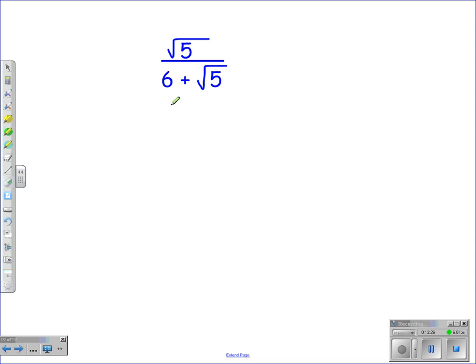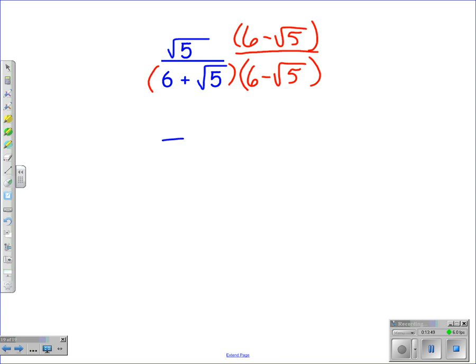Our last problem here has the square root of 5 plus 6 in the denominator. Again, we're going to multiply by the opposite, so we're multiplying by the subtraction. That's that conjugate in the denominator there. And in the numerator, also 6 minus the square root of 5. Let's get our parentheses around there for our multiplication that's going to go on. In the denominator, we will have 6 times 6, which is 36, and then that square root of 5 squared, which is 5. We have to subtract those.